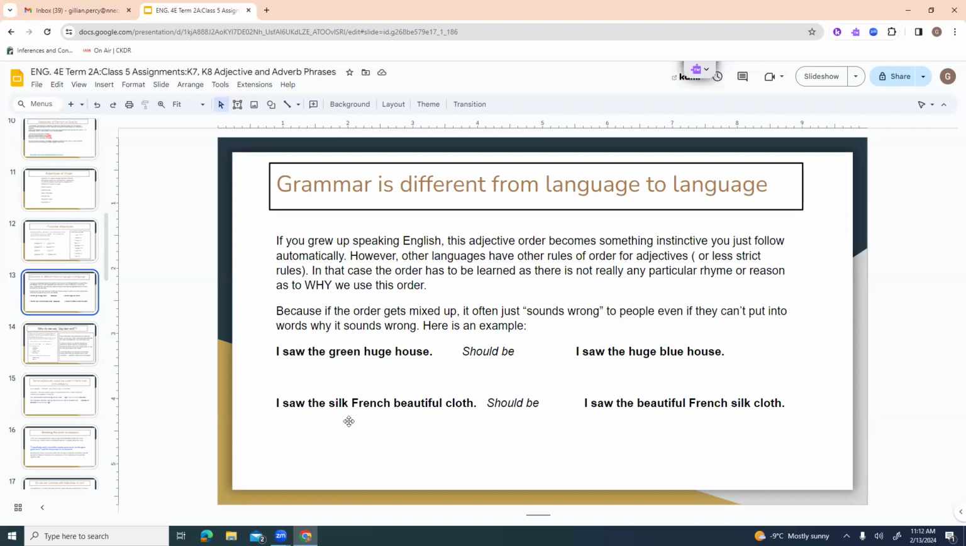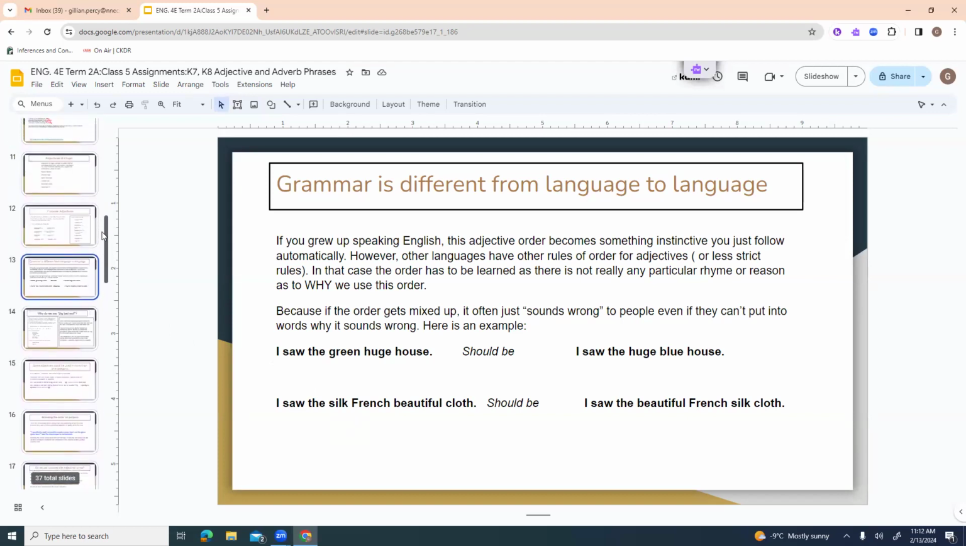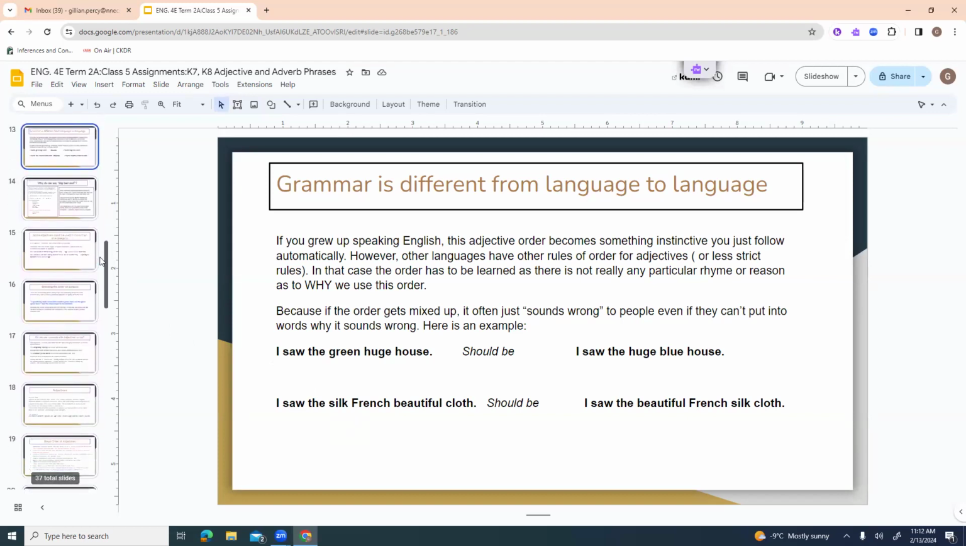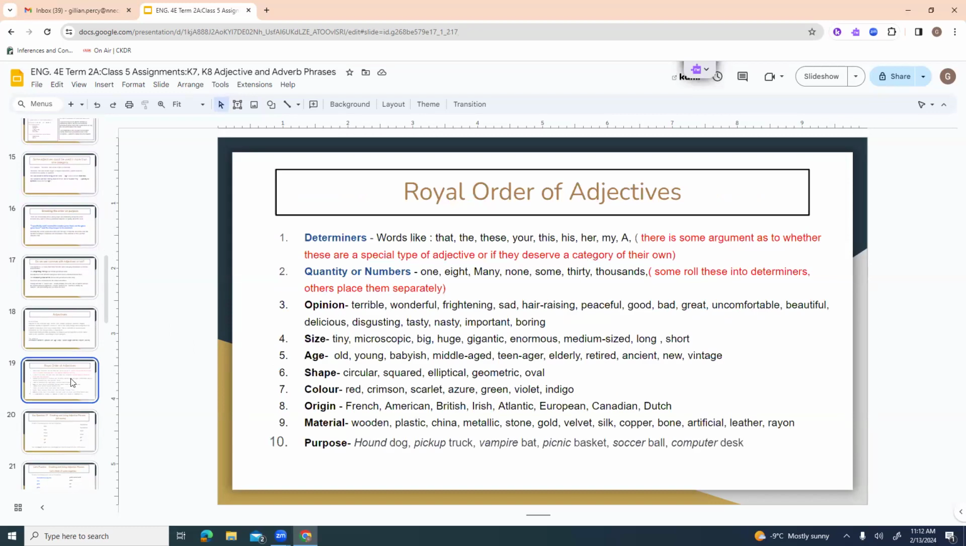However, if the order gets mixed up, it can sound wrong to people, even if they can't put into words why it sounds so wrong. And sometimes the wrong is so intense that it can be like, oh my goodness, I can't even make any sense of this. I'm going to flip over to one of the slides and just show you an example, first of all. So it's what they call the royal order of adjectives.